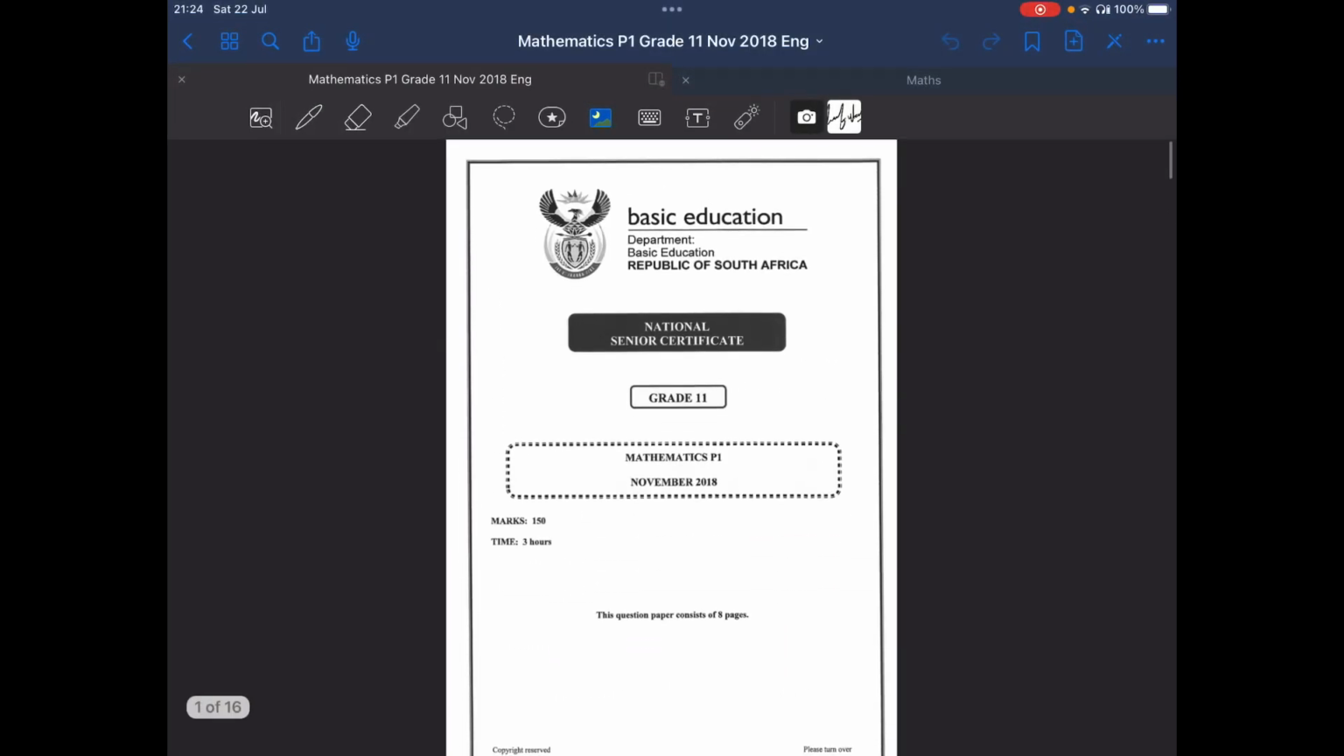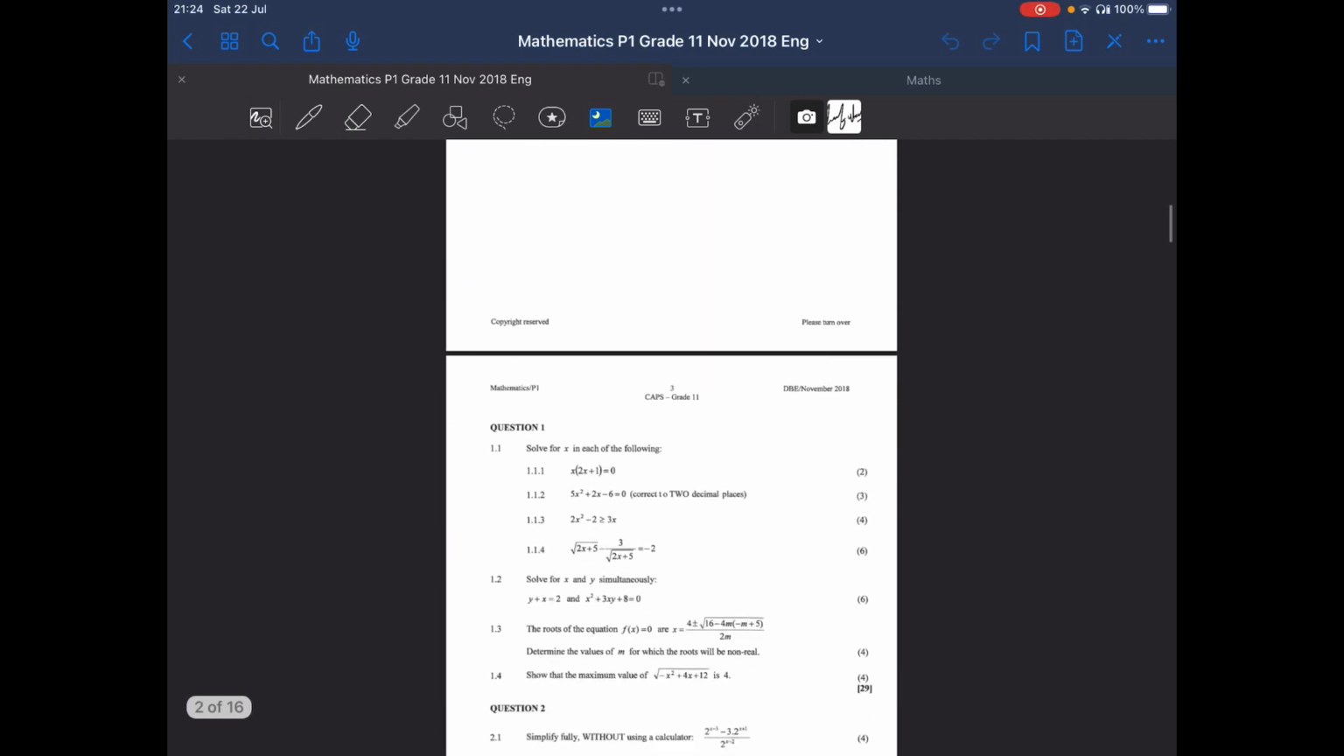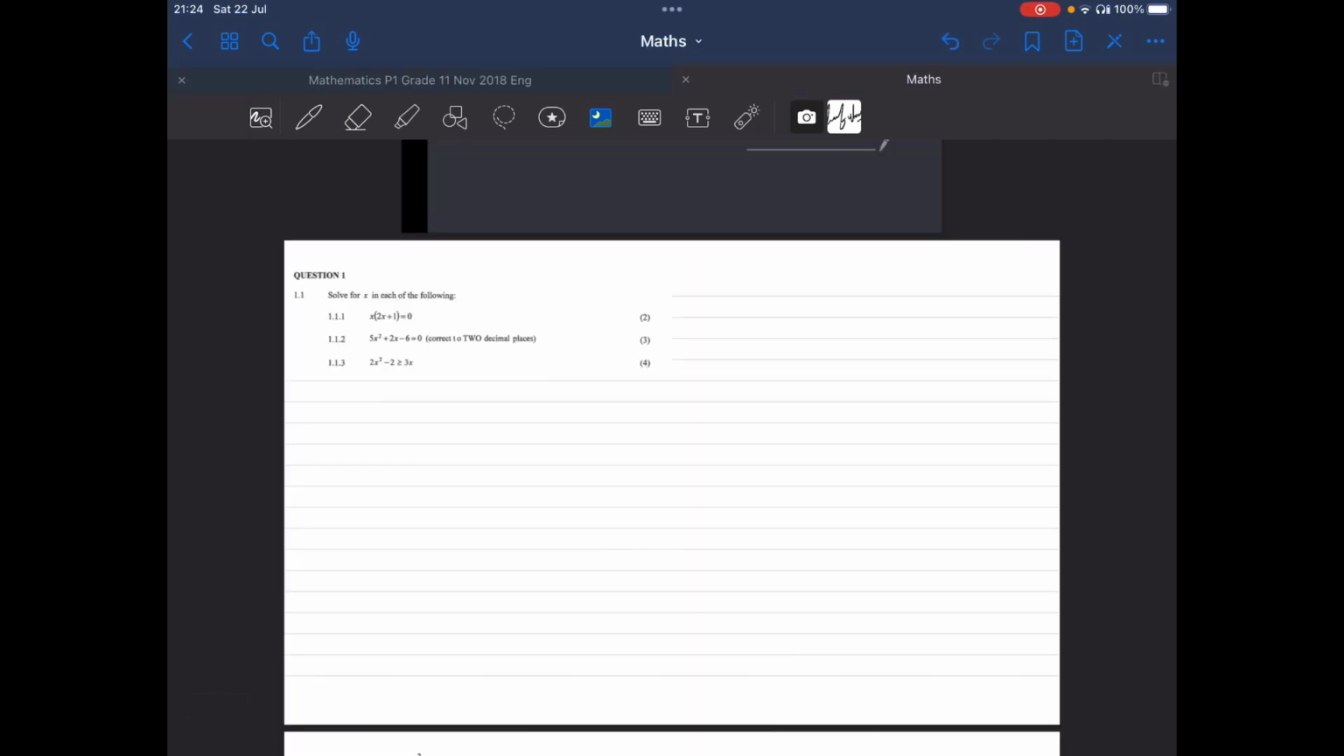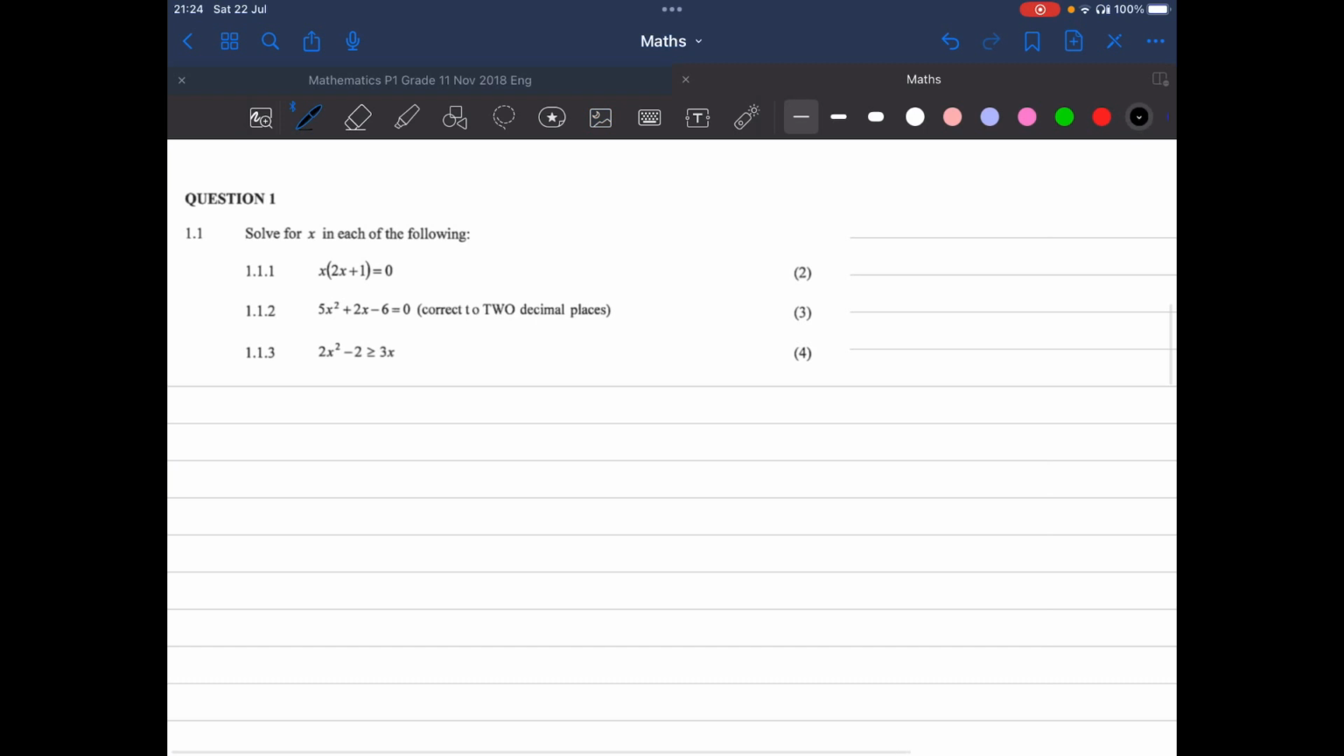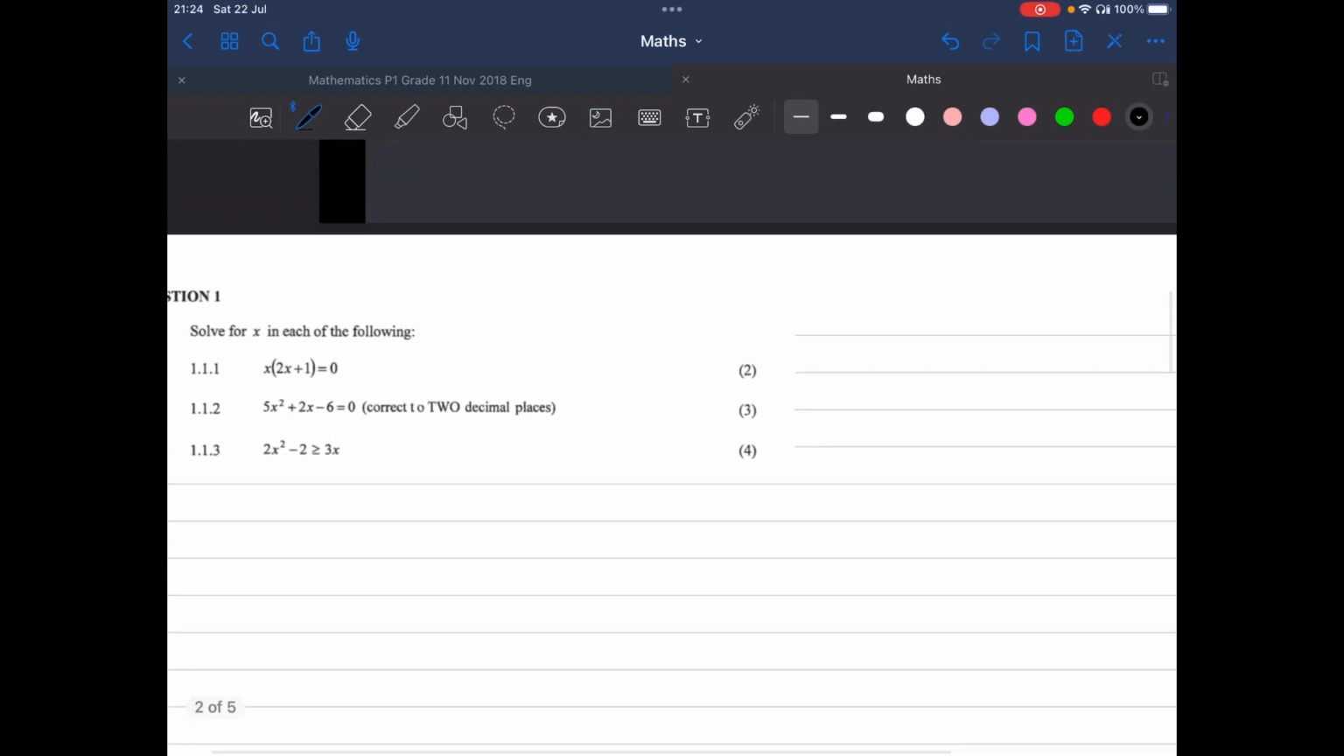Okay, here we're doing grade 11 maths paper 1, the 2018 paper. Let's start with question 1, which is algebra. Okay, so 1.1 says x times 2x plus 1 equals 0.